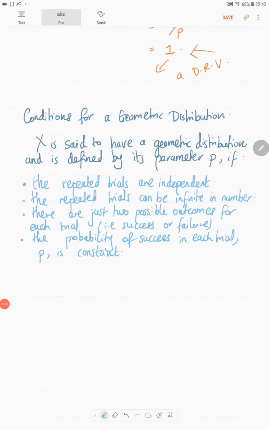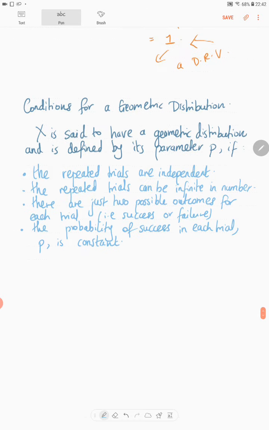Let's now consider the conditions for a geometric distribution. X is said to have a geometric distribution, and X is defined by its parameter P, if it meets the following criteria. First of all, the repeated trials are independent. Secondly, the repeated trials can be infinite in number. Thirdly, there are just two possible outcomes for each trial, that is success or failure. And finally, the probability of success in each trial, that is P, is constant.